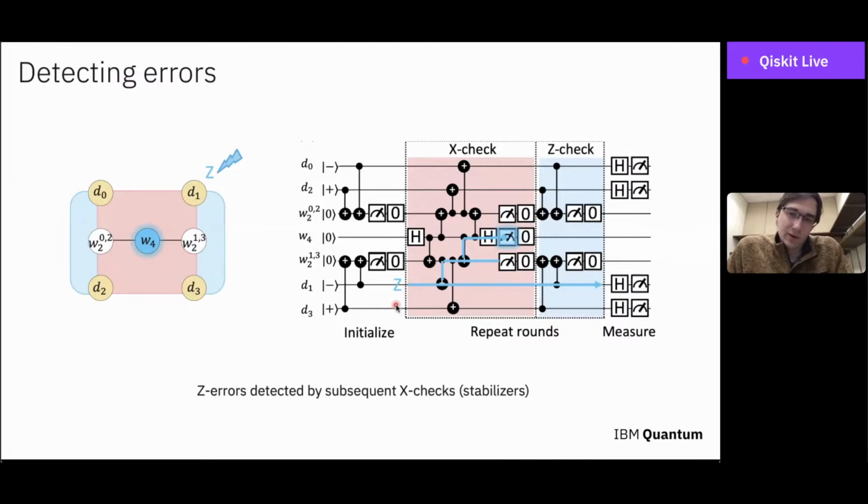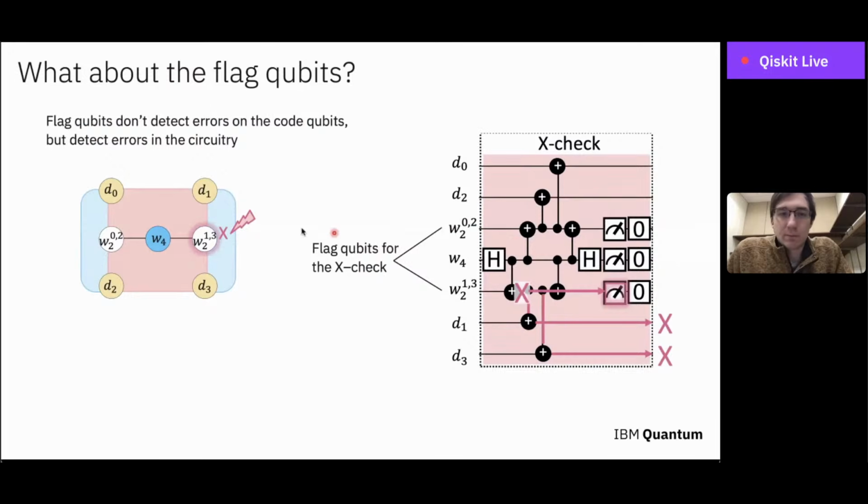Likewise, if we have a Z error, it passes straight through the Z check. But for the X check, it propagates up to the X stabilizer measurement. And so we detect it there. Okay, so the X checks are detecting Z errors and the Z checks are detecting X errors, just as we want. But what happens with the flag qubits?